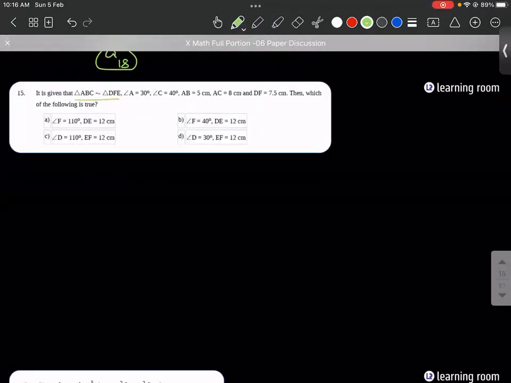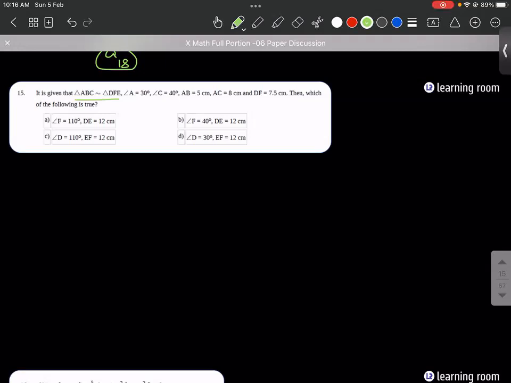In the given figure, triangle ABC is similar to triangle DFE. Angle A is 30 degrees, angle C is 40, AB is 5 centimeter, AC is 8 centimeter, DF is 7.5. Then which of the following is true? Angle F is 110 and DE is 12. Option A, 15th one. Yeah, that's right.